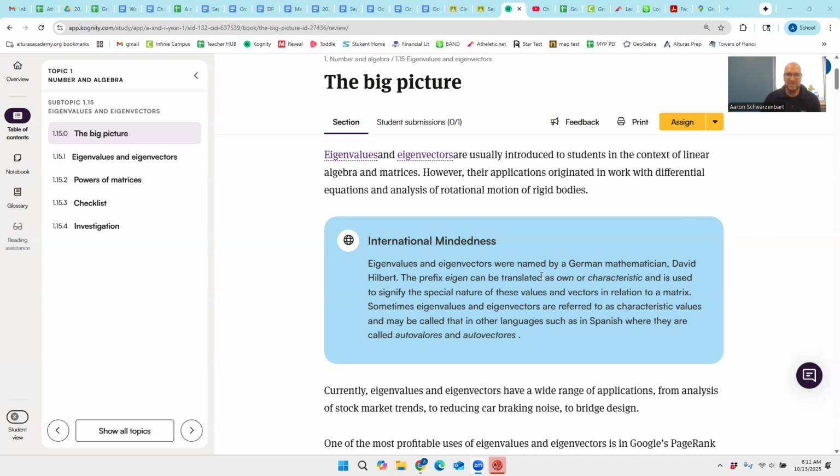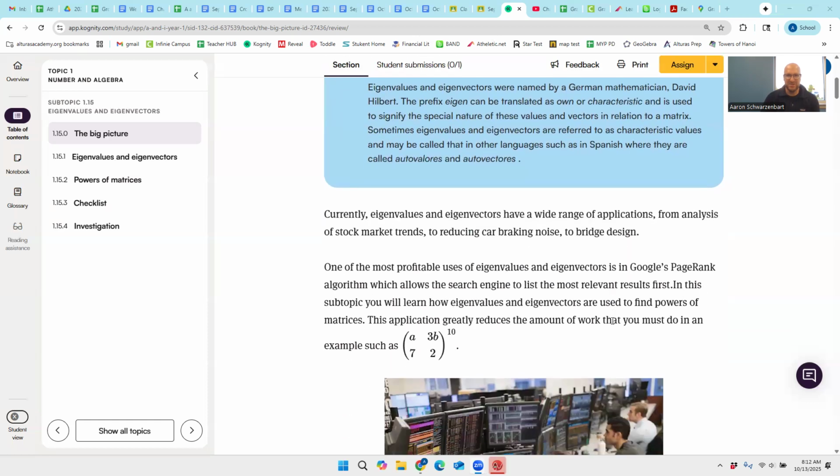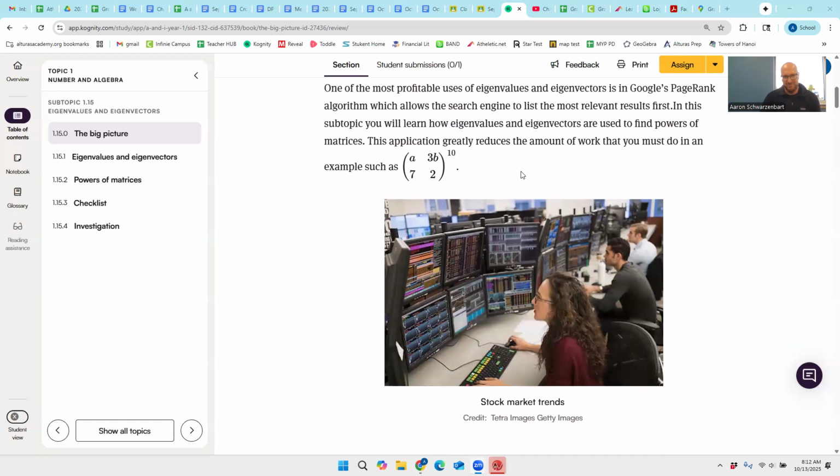The special nature of these values and vectors in relation to a matrix, sometimes eigenvalue and eigenvector are referred to as characteristic values, and may be called that in other languages such as Spanish, where they are autovalores and autovectores.